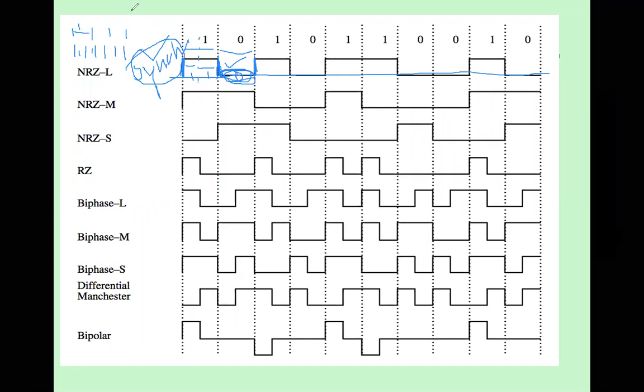Now what do you have to do? You have to minimize the traffic. So then what will you do?